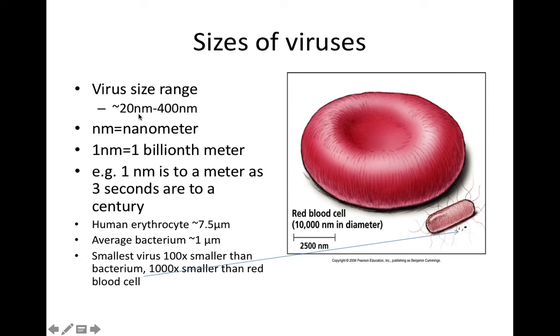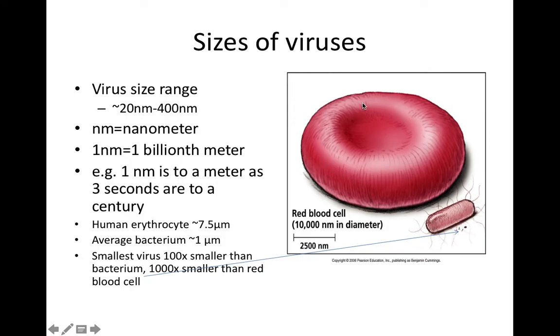So when we express the diameter of viruses, we use nanometers, okay? And a nanometer is a billionth of a meter, 10 to the negative ninth meter. And I love these little comparisons, you guys. A nanometer is to a meter as 3 seconds are to a century, just to get that size comparison. And for me, folks, this has always helped.